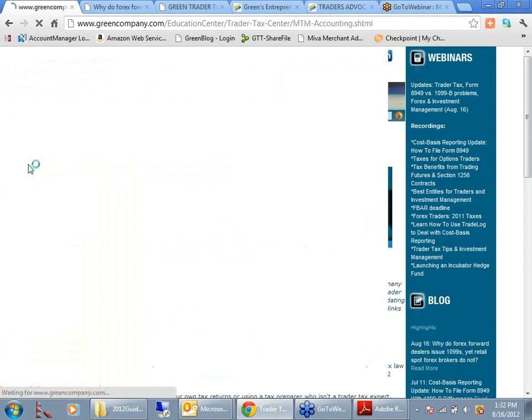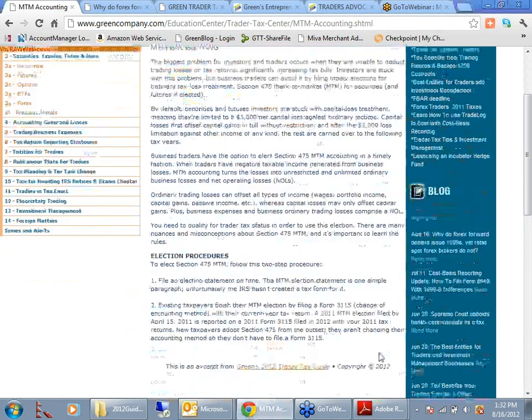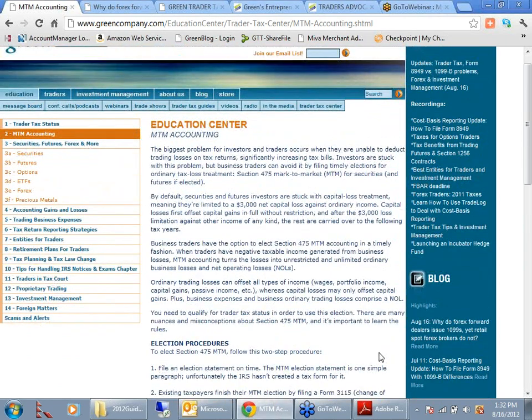So you click on MTM Accounting, and you take a look at that, and it talks about the election procedures and how it works. If you want more information, you go to the guide because there's a whole chapter on it and there's a lot of nuances. It's sort of what helped build Green Trader Tax. We got out and preached the message with Section 475 before the tech wreck. Congress passed these laws in 97. They were transitioned in 97, 98, 99. And if you elected it, you'd get ordinary loss treatment, not the capital loss limitation of $3,000.